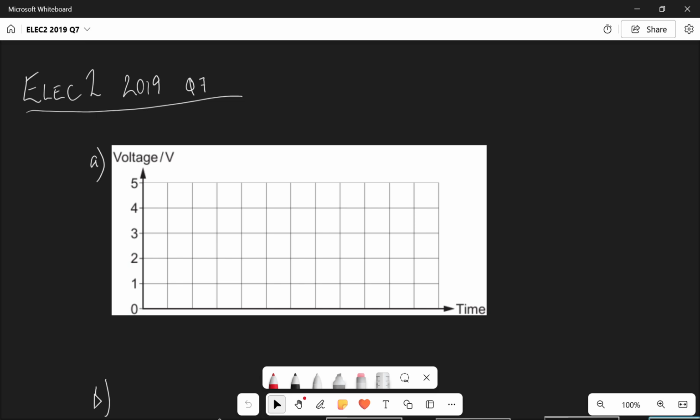ELEC2 2019 question 7. Part A. Pulse code modulation, PCM, is used to convert a signal from analog to digital format, which can be transmitted over a digital communication system. The first part of the process is the sampled analog signal to produce pulse amplitude modulation, PAM. Complete the third graph to illustrate this process for a given analog signal and pulse train.